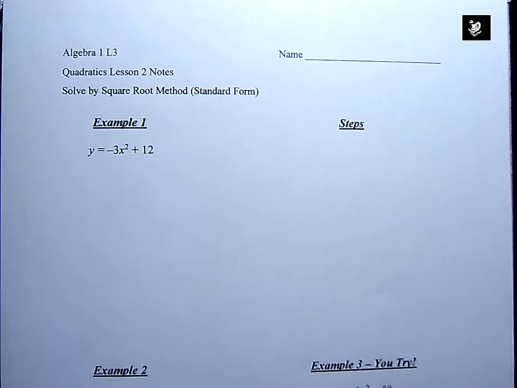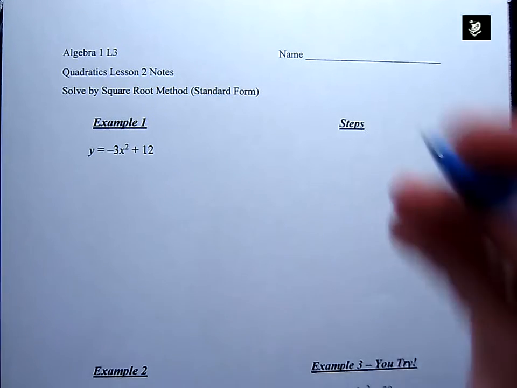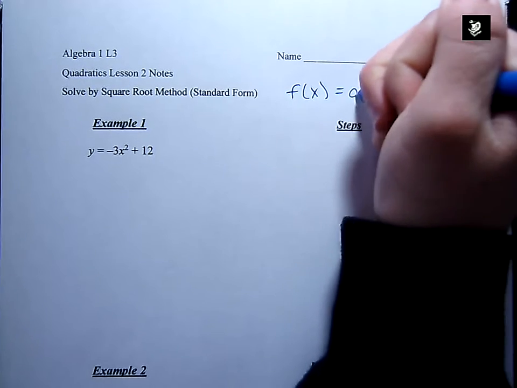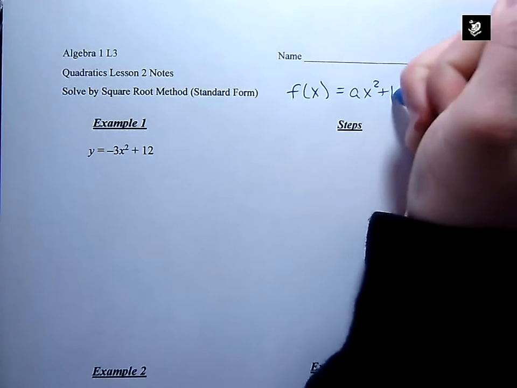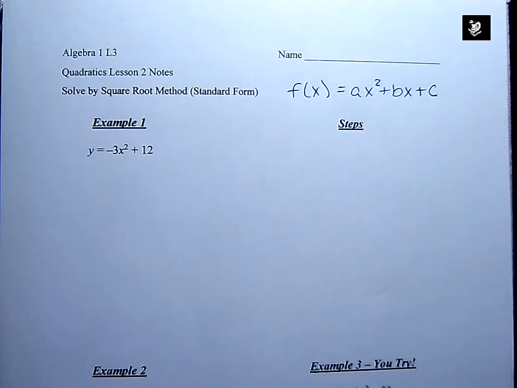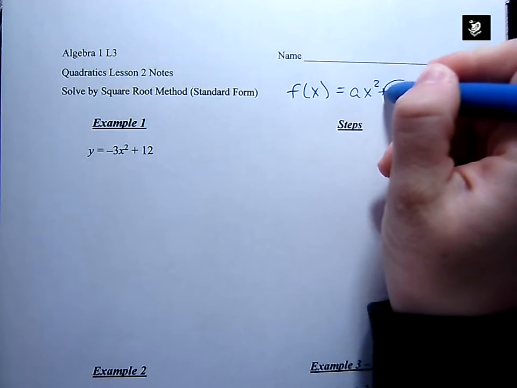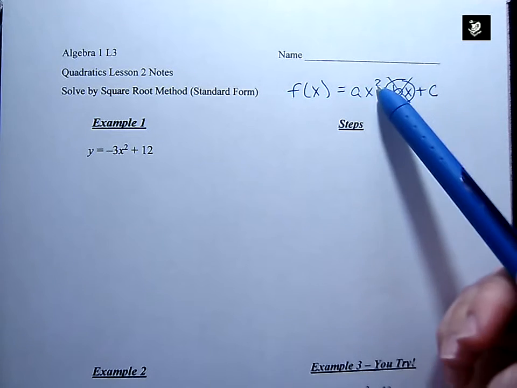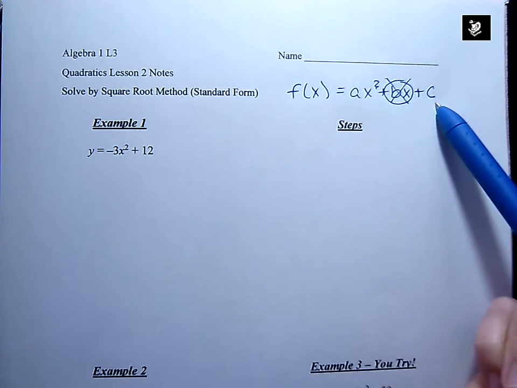Lesson 2 focuses on using the square root method again, but now when our quadratic is in standard form. So if you remember from a while back, standard form is ax squared plus bx plus c. Now, the only time we can use the square root method when a quadratic is in standard form is if there is no bx term, okay?